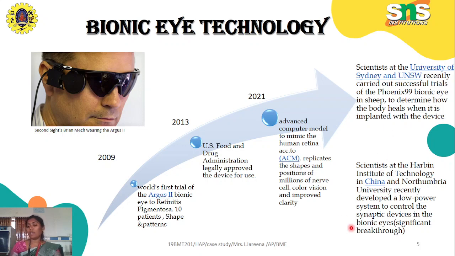And then on the other side, the China scientists at Harbin Institute of Technology have developed a low power system to control the synaptic device, the bionic eyes. This innovation is considered to be one of the significant breakthroughs so far. So researchers are still going on to bring further improvements into the model to give people a better vision and support their quality of well-being, right? So this is how the bionic eye evolved from 2009 to the current state.